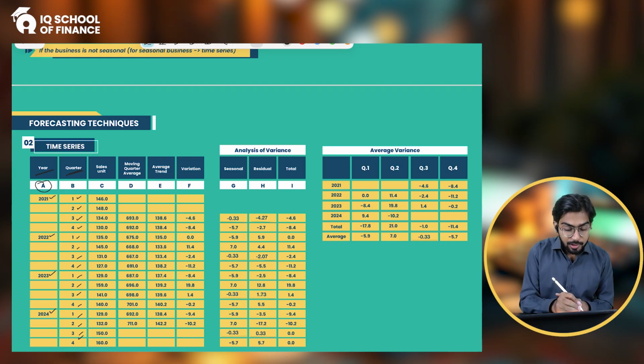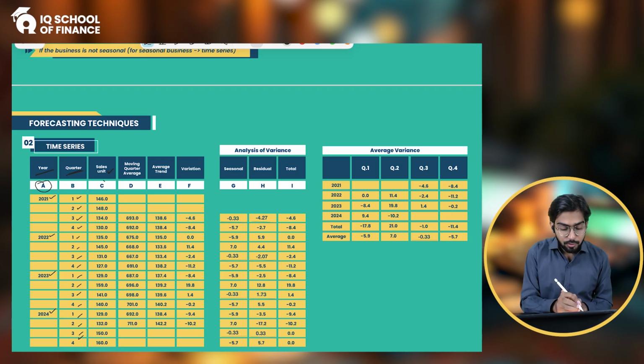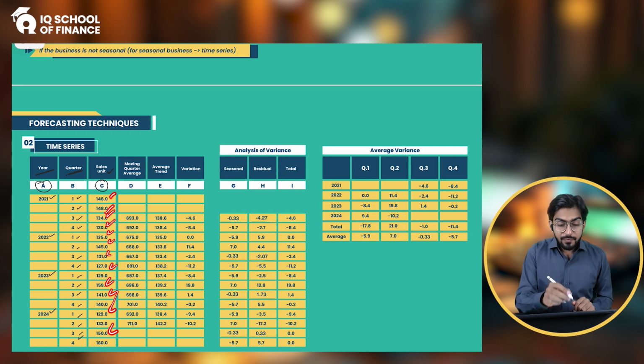Then in column C, we have the sales units. These are the units of sales which the company has made in each quarter. All of these are the sales units of each quarter that have been sold. Then we have the moving average quarter.